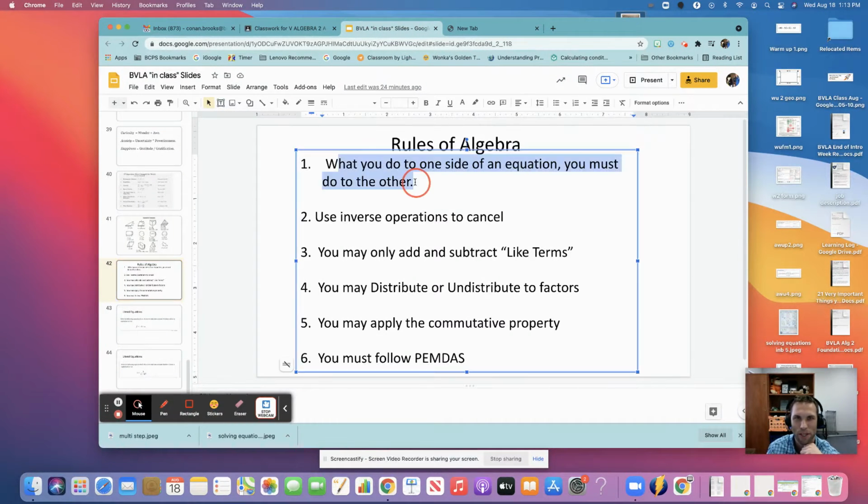But what you do to one side of the equation, you have to do the other. What you do on the right, you have to do on the left, right? And then use inverse operations to cancel. And you may only add or subtract like terms. So you keep your like terms straight. And then you may distribute or undistribute factors. And you may apply the commutative property. And then follow PEMDAS. So, those 6 I think are really worth getting a solid grip on as we move forward.